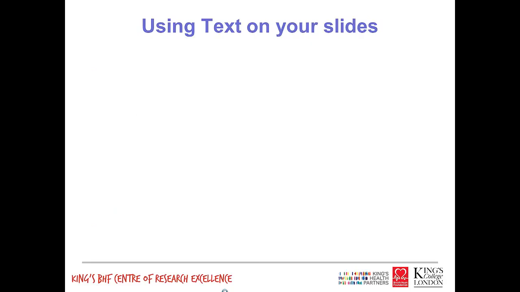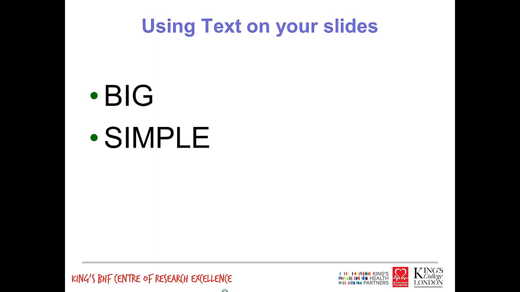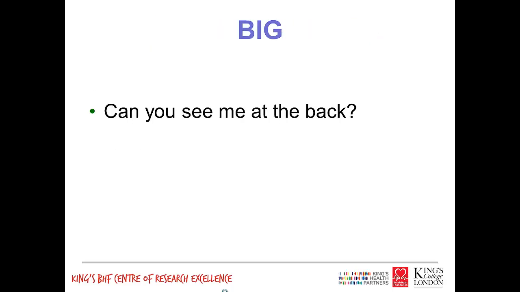So, simple formatting rules now. Let's have a look at what kind of text we need to use on our slide. Big rule of thumb, big. Big text is good text. Simple text is what you want to show, and clear text. So big, simple and clear. Can you see me at the back? Can your audience at the back of the room read your text?